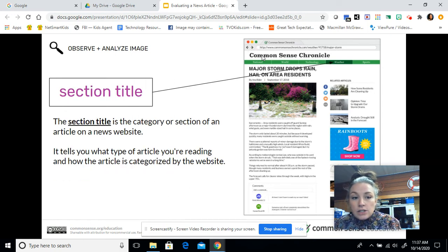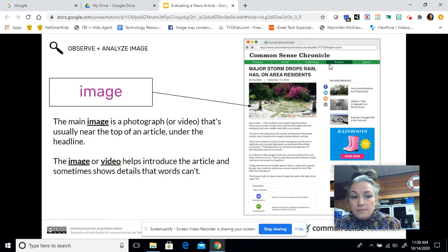Next is the section title. So not all news articles have this, but if you're looking at an online newspaper, sometimes you can click through it this way. So notice that this particular article comes out of their weather section. Okay, remember in the video it showed that there was an opinion section, which is where people can write in with their thoughts on a topic, and we definitely want to avoid that when we're doing research because we're looking for something that's fact-based and not full of opinions.